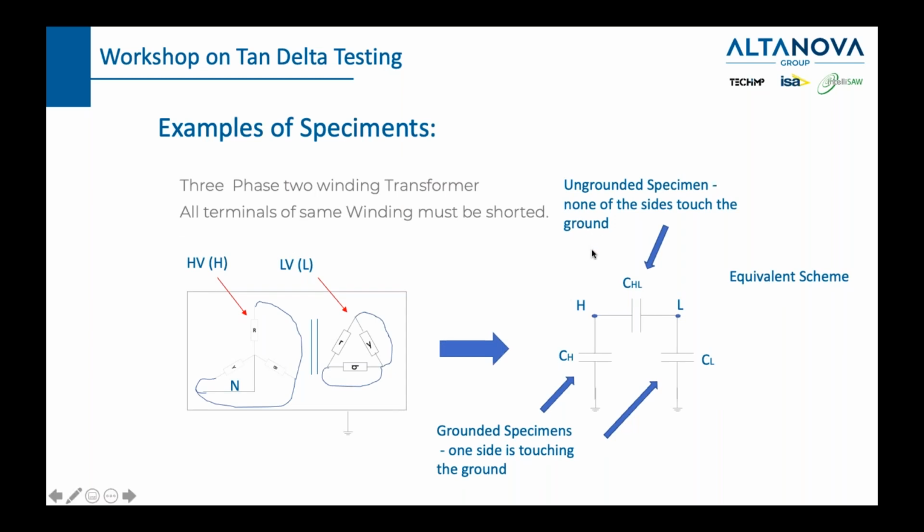So let's see the equivalent scheme of a transformer which has a primary and secondary side. We have 3 specimens: CH, this one, CL, this one, and CHL. We can see that this will be measured with an ungrounded specimen mode, since it's not touching the ground at any point, and these 2 will be measured with a grounded specimen because they are touching earth at one point. So this is GST or GSTG, and this is a UST.